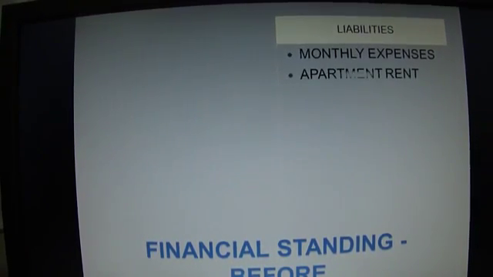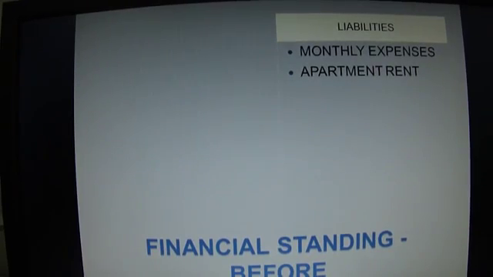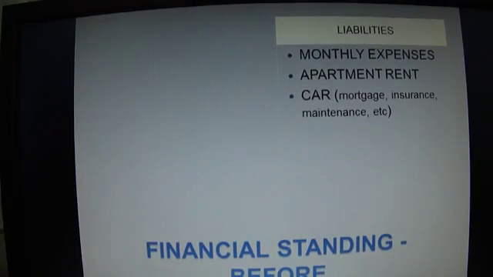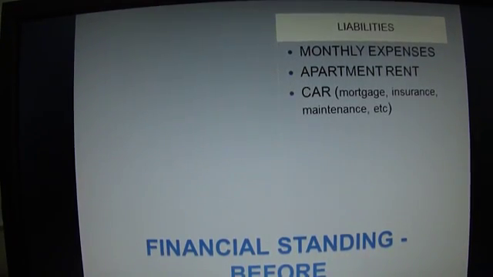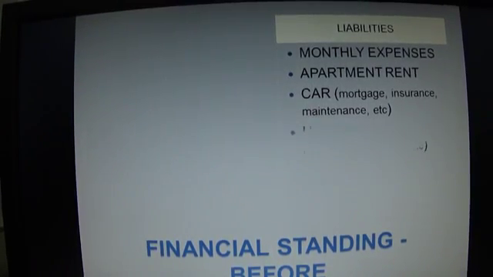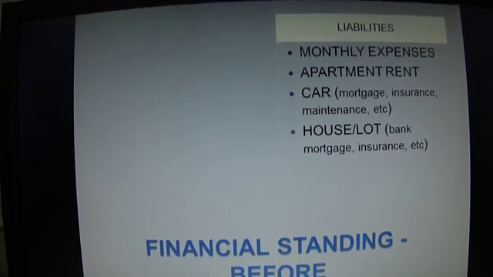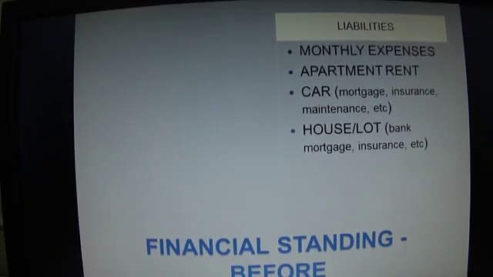My liabilities are my expenses. I am renting an apartment in Baguio where my kids are studying. I have my car, my house and lot in Pangasinan, and condominium and parking in Makati. Can you see my long list of liabilities? Okay, so now we go on to my assets.